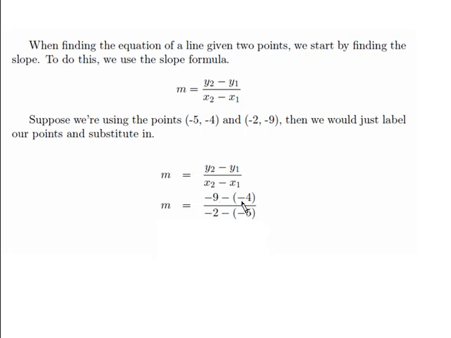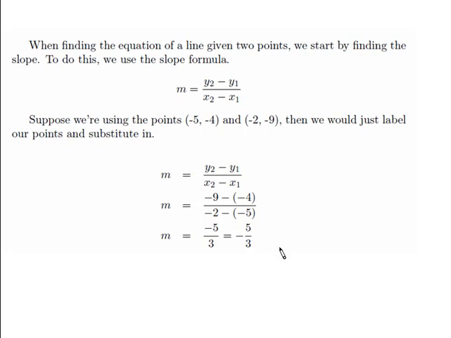Here I have minus a negative, and we know that's going to change into a plus, so that's going to be -9 plus 4, and -9 plus 4 is -5. -2 minus -5 is -2 plus 5, which is 3. And of course, if I have -5 over 3, that's going to be -5/3.